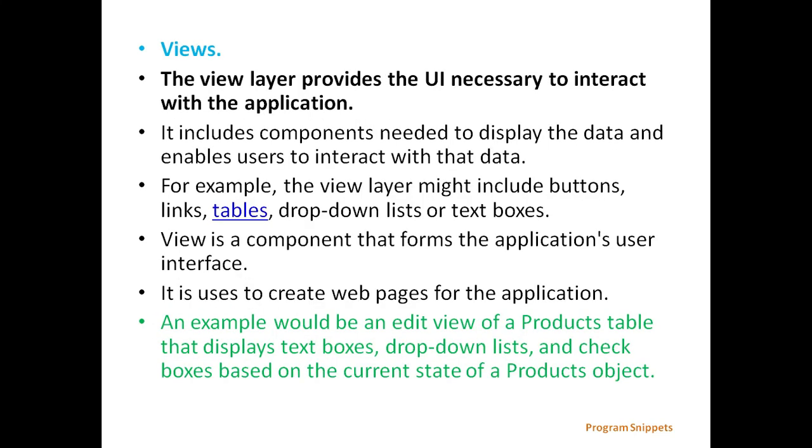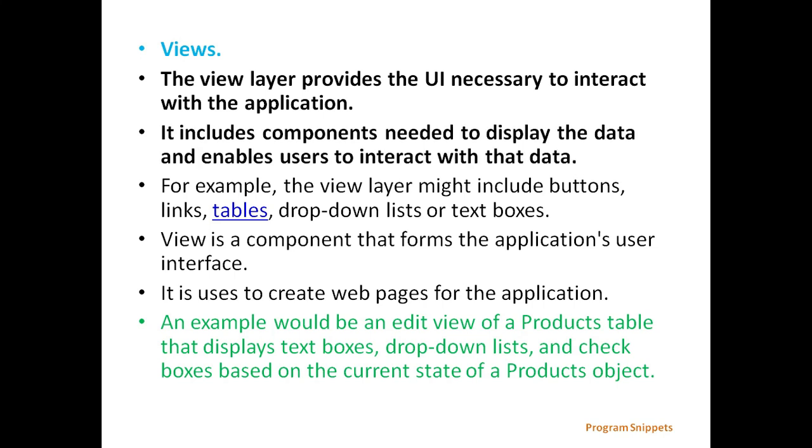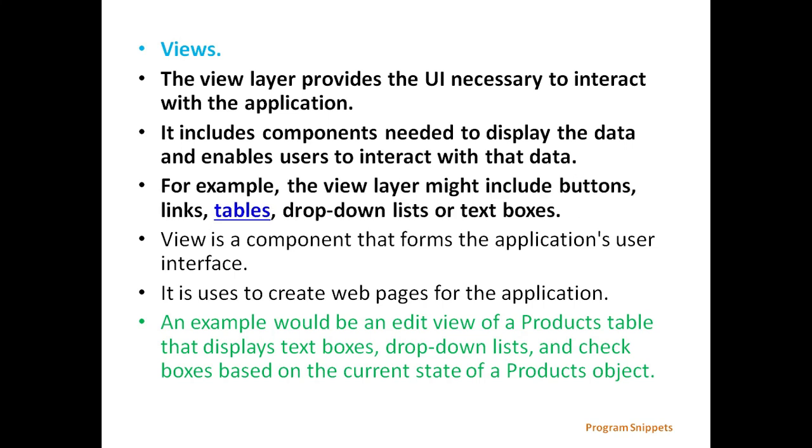The view layer provides the necessary UI to interact with the application. It includes components needed to display the data and enables user to interact with that data. For example, the view layer might include buttons, links, tables, drop-down list, or text boxes.